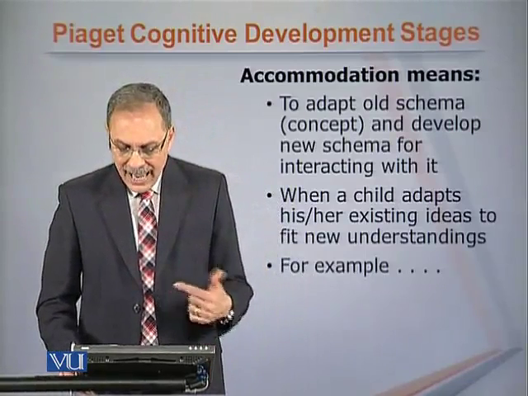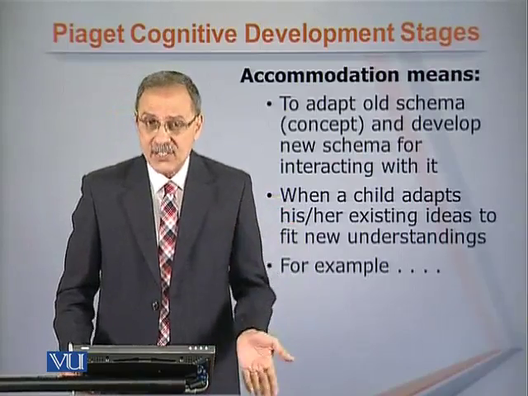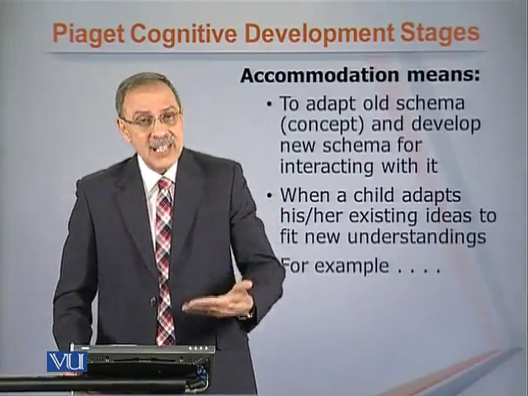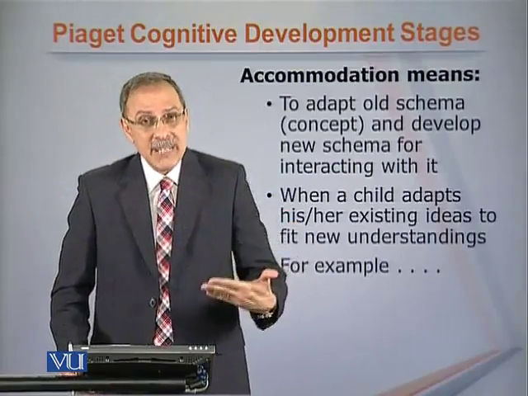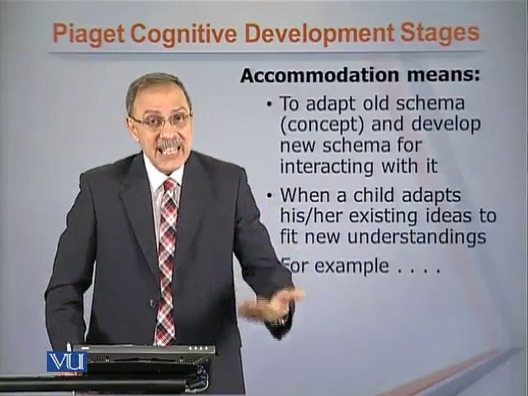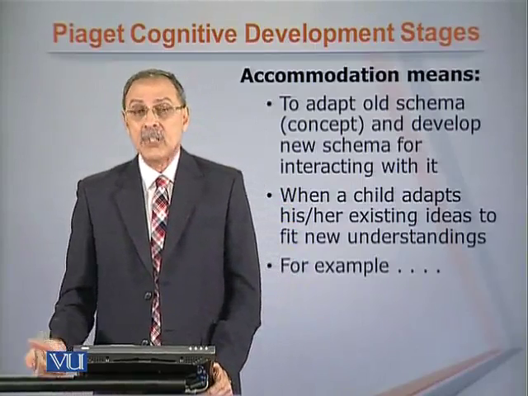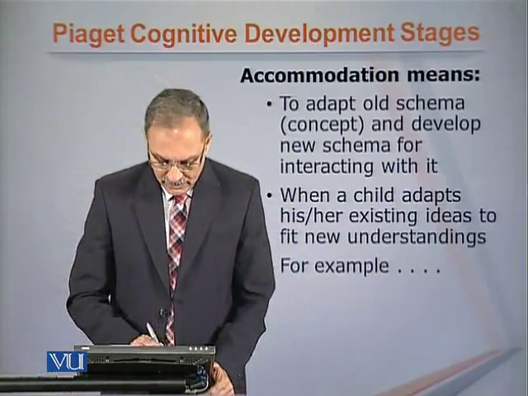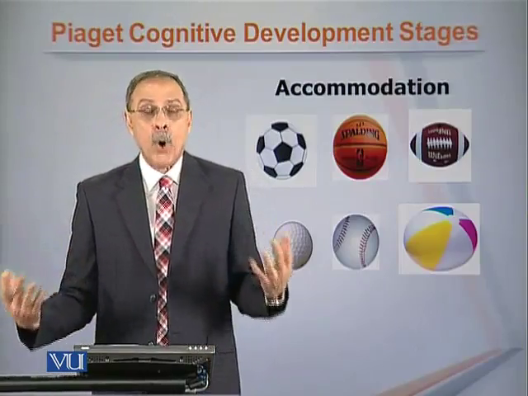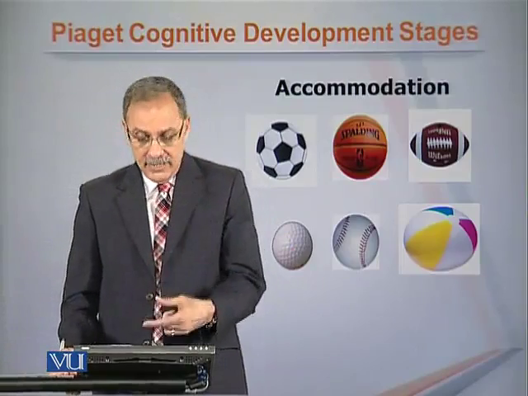When a child adapts his or her existing ideas to fit new understandings, as the child grows, new understandings will bring about adaptations in how the child thinks, how the child perceives, what perspectives the child has on a particular thing. For example, all these different things are balls, and the child has to accommodate in many ways.